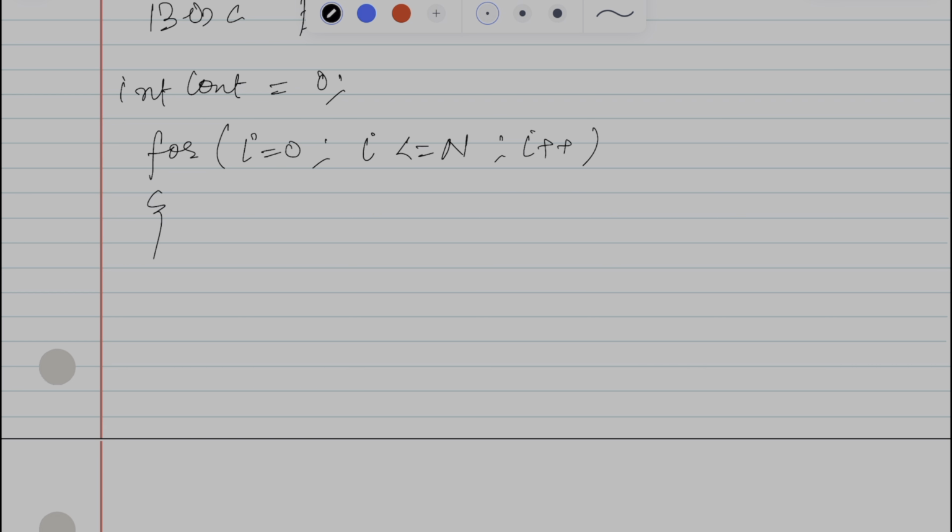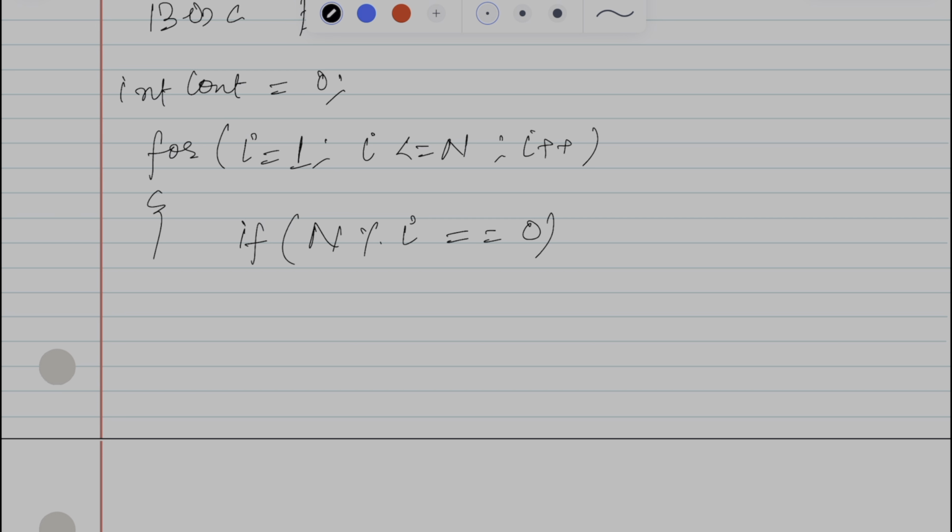Starting is 1, not 0. My mistake. Let's just remove this and take it as 1. So from 1 to n, we will check if that value of i is a factor of n or not. So we will check if n modulo i double equals 0. If this is the condition, then we need to increment the count.